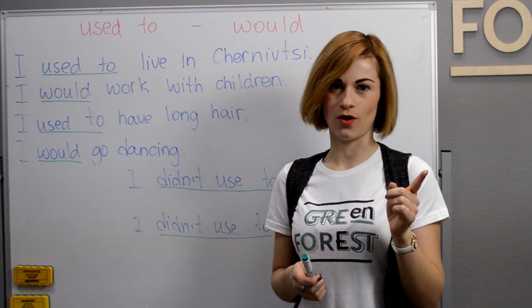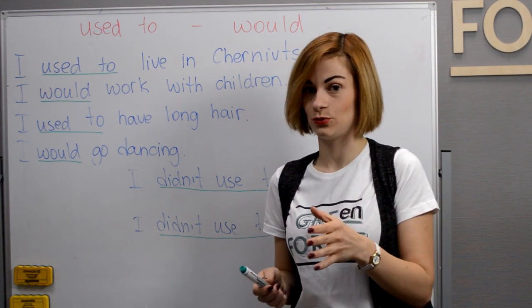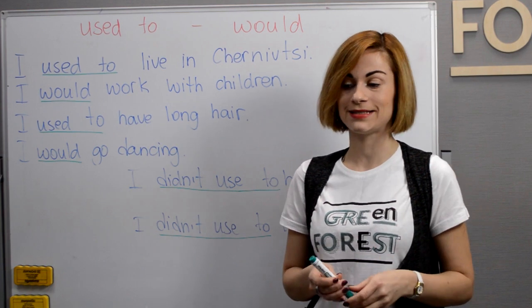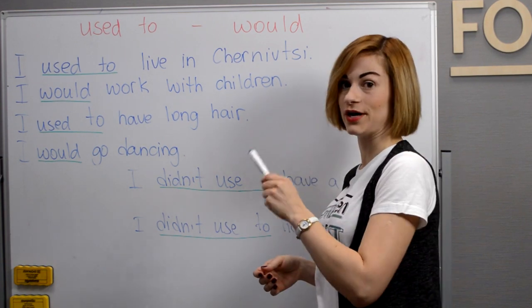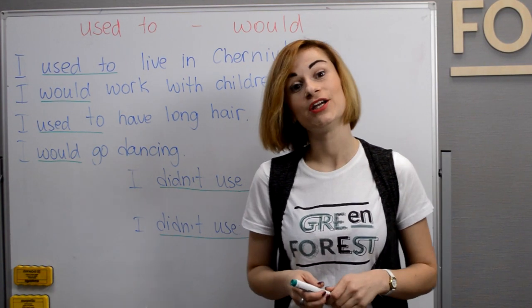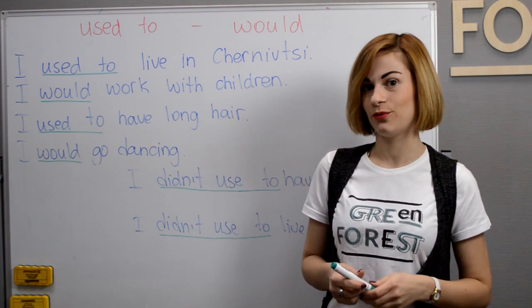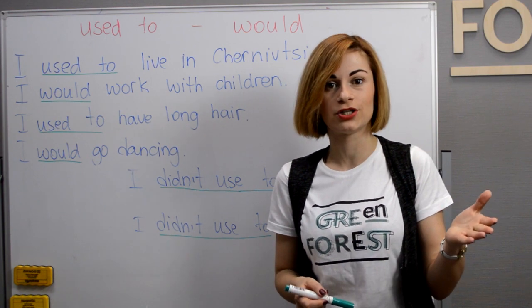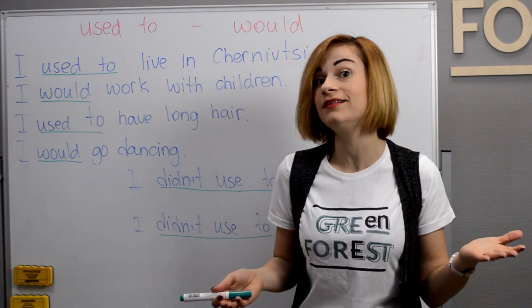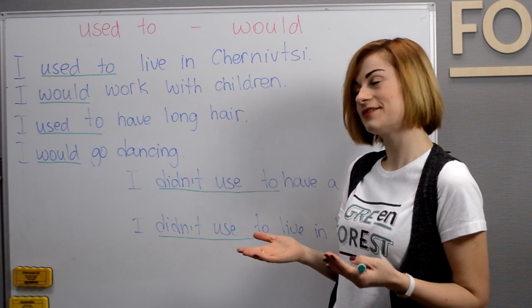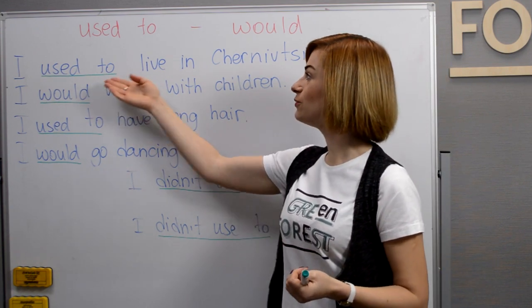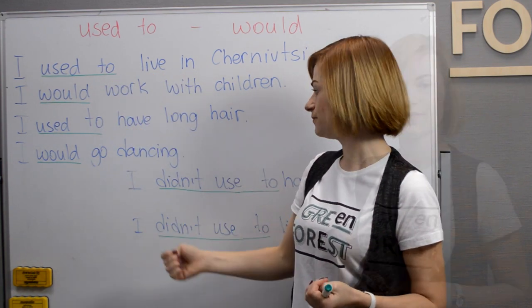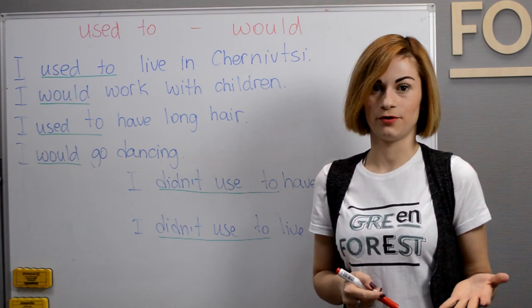Used to. First of all, don't confuse the phrase used to with the verb use, as in I used the marker to write on the board. But I used to write poems when I was a teenager. And I used to use a paper dictionary when there were no online dictionaries. All of the sentences here are positive. Used to live, used to have. What will be the negative form of the phrase?